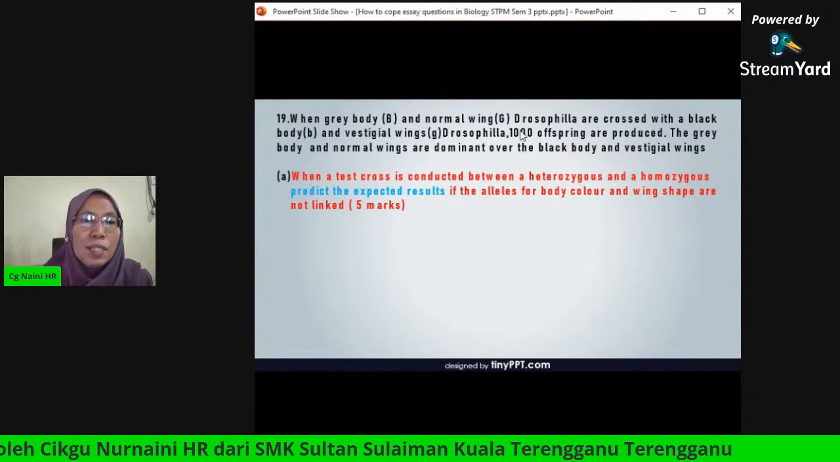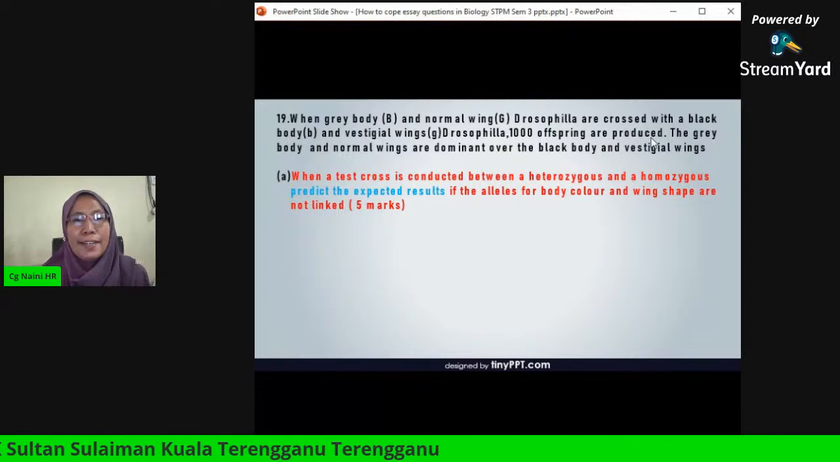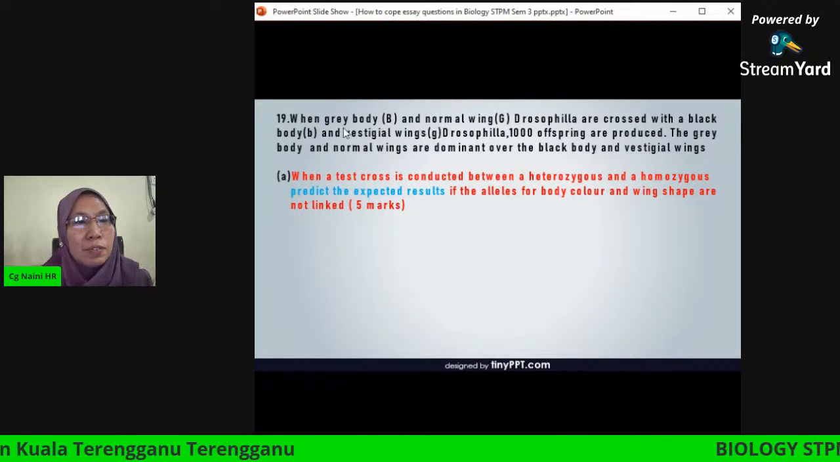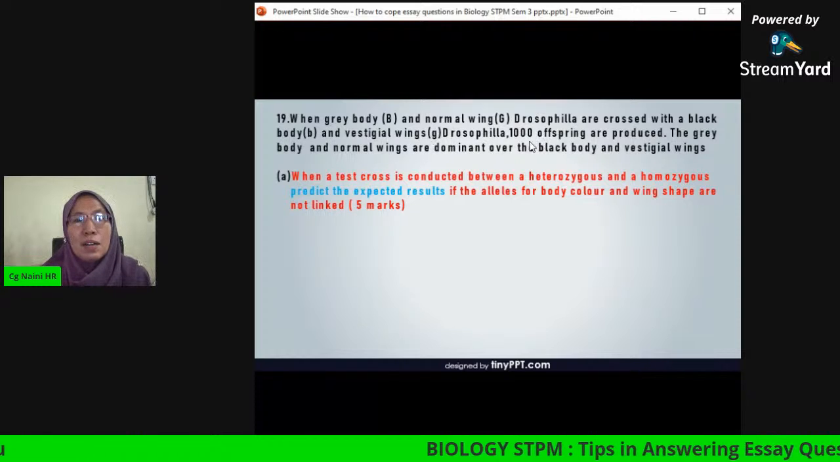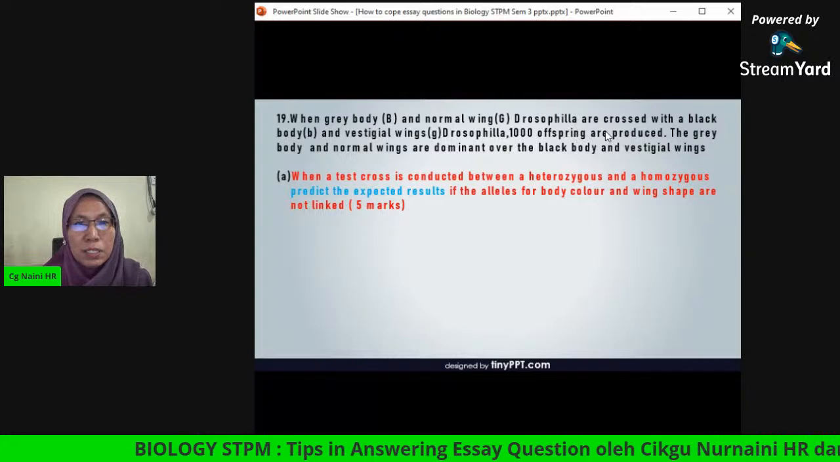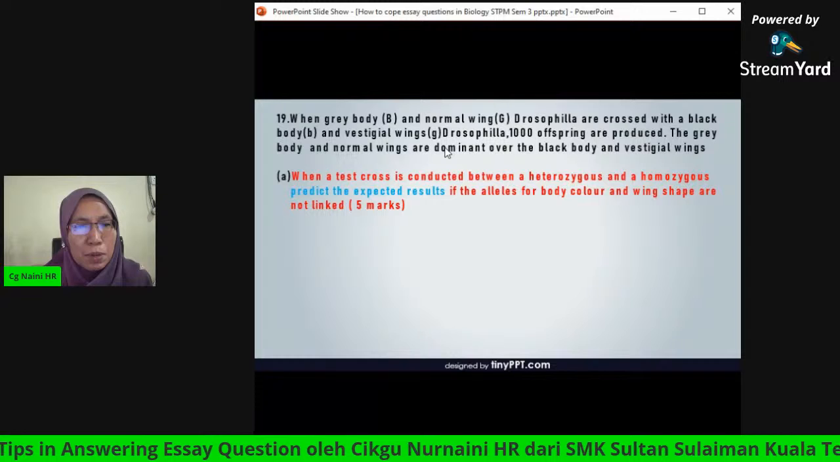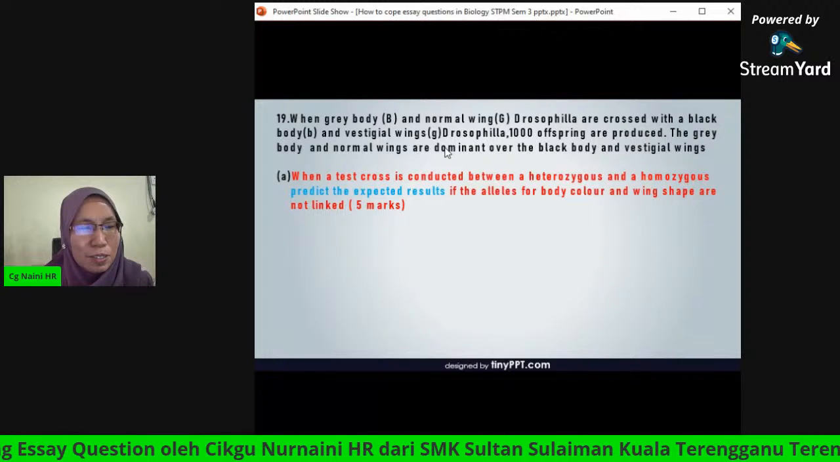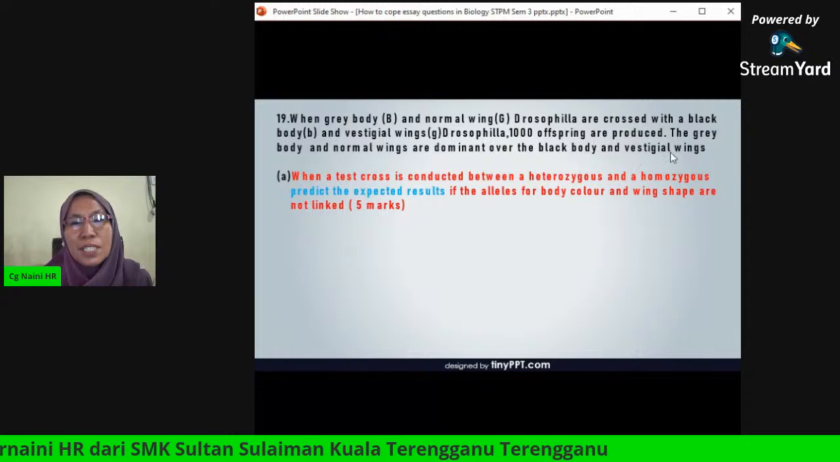Okay, 1,000 offspring are produced. The small b refers to the recessive. The total of offspring produced is 1,000. The grey body and normal wings are dominant, so the statement also gives you the clue, dominant over black body and vestigial wings.